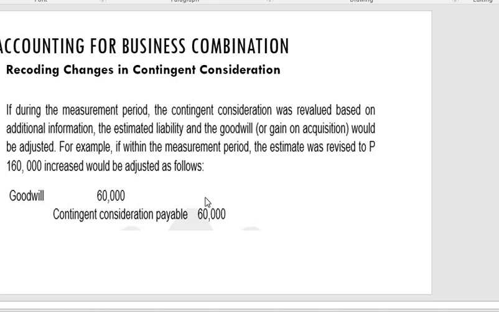So, for example, di ba, yung fair value natin kanina ng contingent consideration is 100,000. But if mag-increase siya to 160,000, then may additional goodwill, kasi mag-increase siya from 100,000 by 60,000, yung contingent consideration natin would be increased by 60,000. So, pag mag-increase siya, then it shall be debited to goodwill at 60,000 and credited to contingent consideration at 60,000. Okay, so again, if mag-change yung value ng contingent consideration within the measurement period, that's an adjustment to goodwill.